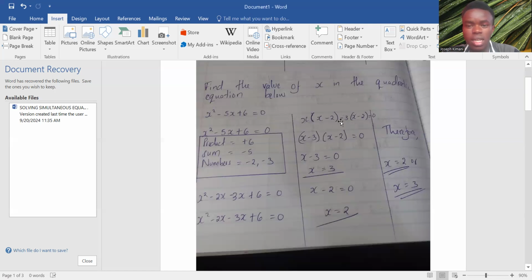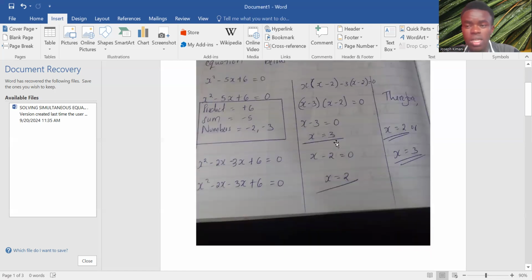Then you realize that in the brackets, the values will be equal. So you just pick one and then take the ones from the outside to form one value as well. So (x minus 3)(x minus 2) equals 0. Then you equate each one of them with the answer, which is 0. Then you get your answers. In this case, x is either 2 or x is 3.